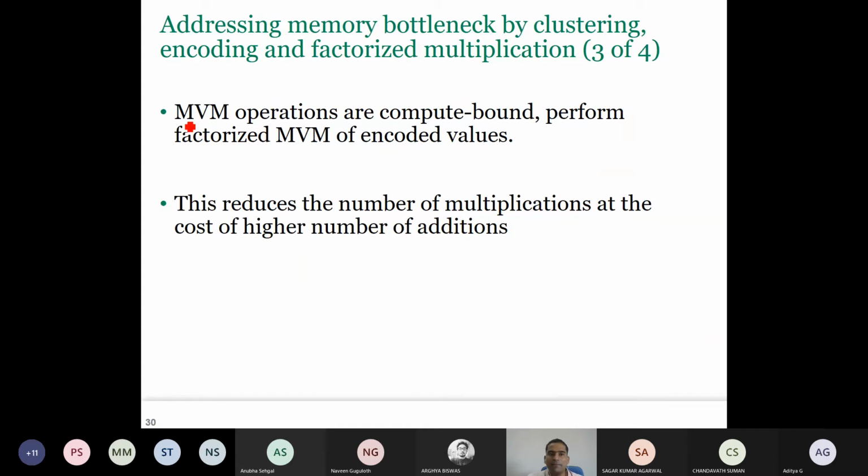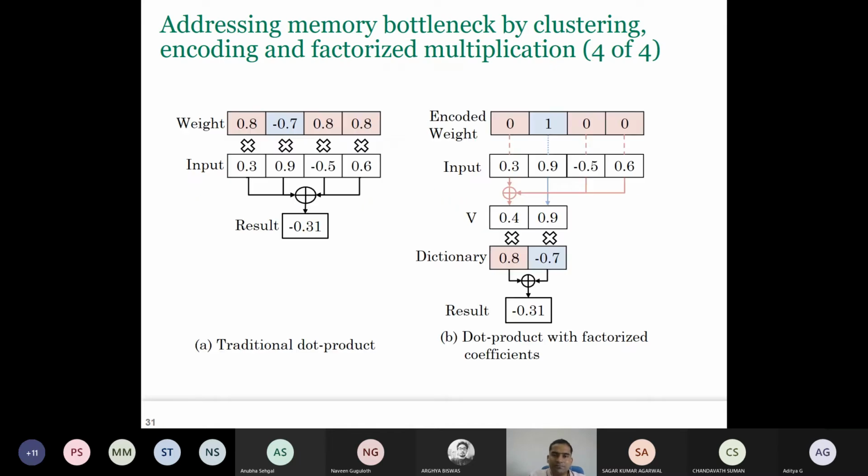Now this MVM means matrix vector multiplication. So now we'll do factorized multiplication. How do we optimize the multiplication? We will perform factorized multiplication of encoded values, which will reduce the number of multiplications at the cost of, probably, it's not necessary, but probably the number of additions will increase. So let us see how.